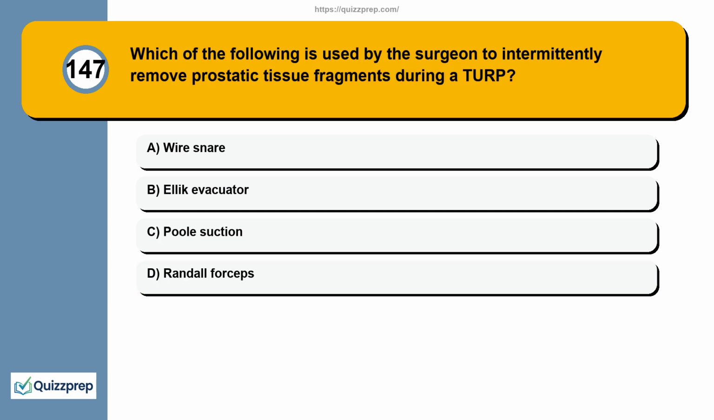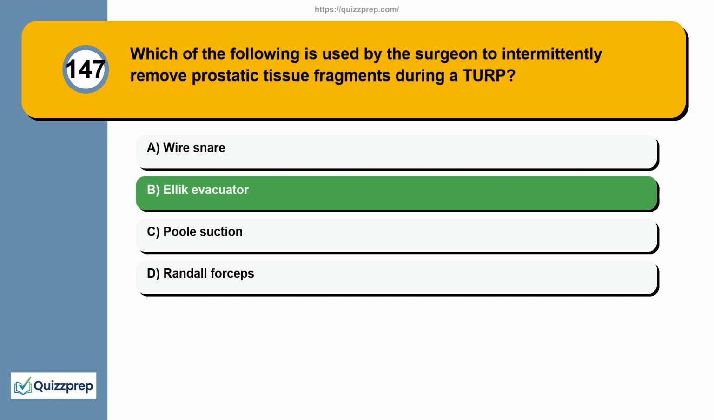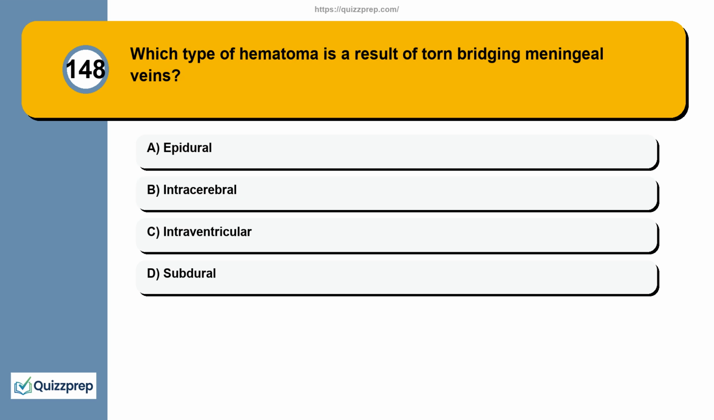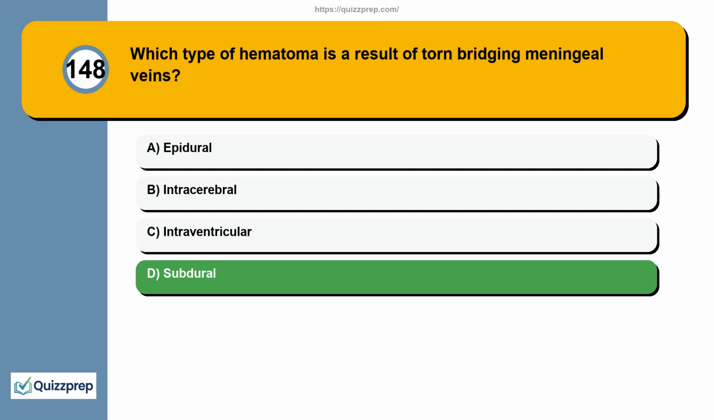Question 147. Which of the following is used by the surgeon to intermittently remove prostatic tissue fragments during a TURP? Option A, wire snare, option B, Ellik evacuator, option C, pull suction, option D, Randall forceps. The correct answer is option B, Ellik evacuator. Question 148. Which type of hematoma is a result of torn bridging meningeal veins? Option A, epidural, option B, intracerebral, option C, intraventricular, option D, subdural. The correct answer is option D, subdural.